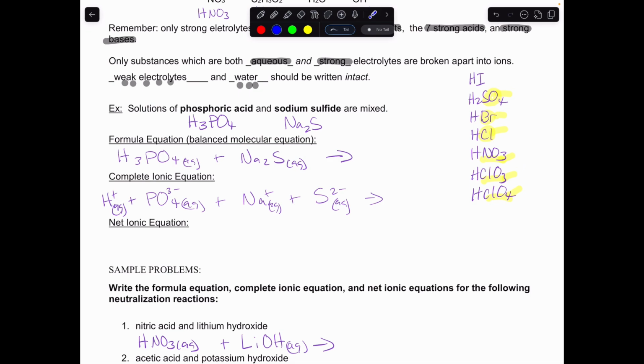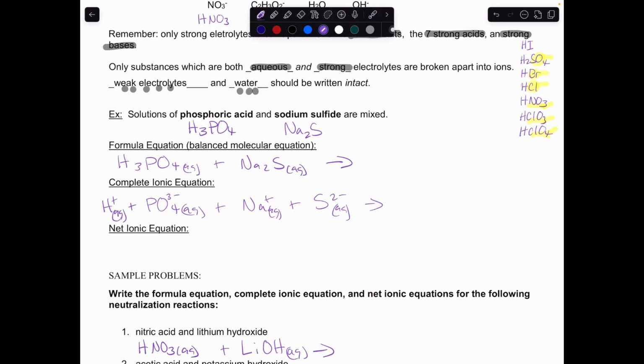So only these 7 acids will dissociate or ionize, in solution as.